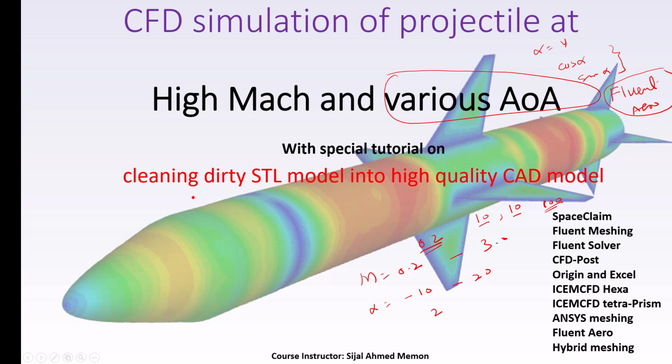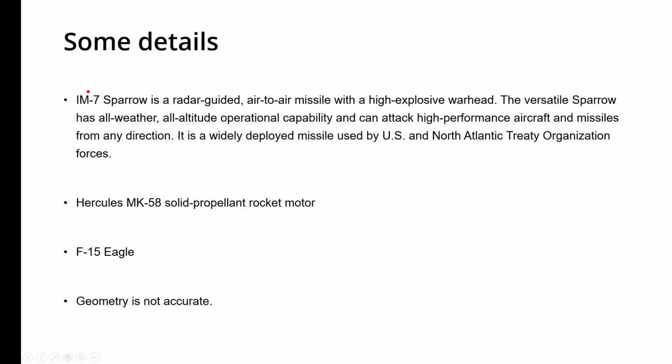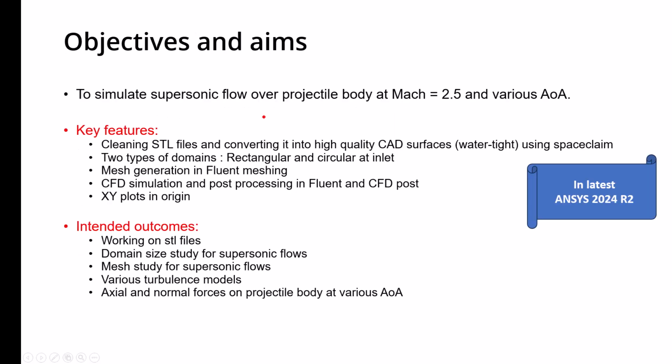Similarly, I will be teaching you fluid meshing, and also ICM CFD Hexa and ICM CFD Tetra/Prism, especially for this case. As you can see, this is the rocket, and its model is the AIM-7 Sparrow. It is an air-to-air missile with a high-explosive warhead, and it's radar guided. You can see more details about this object on Google.